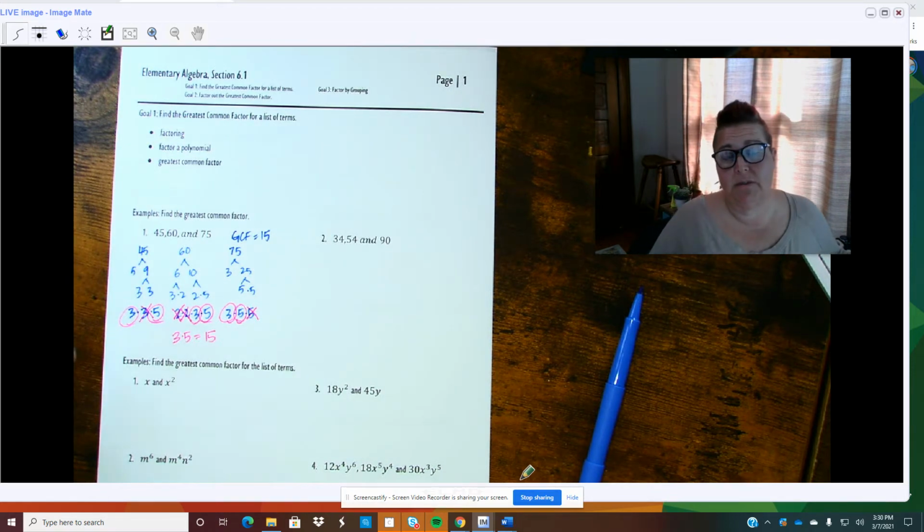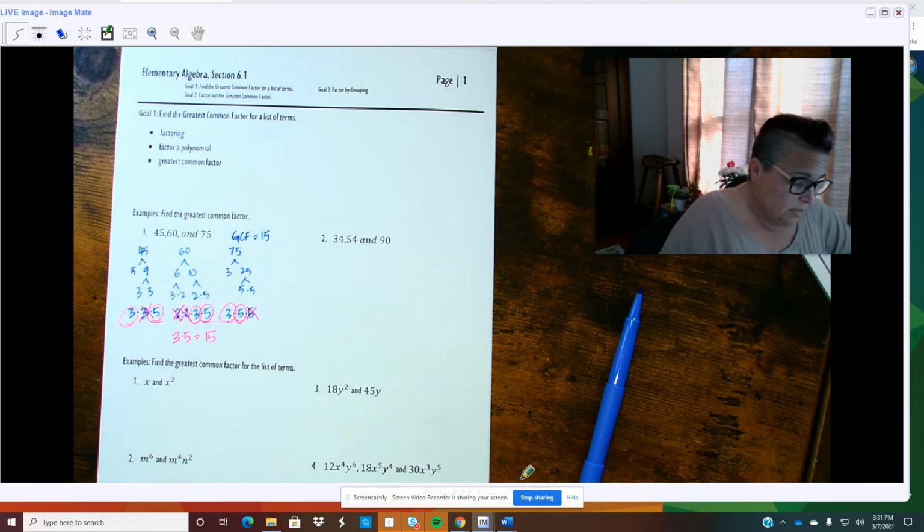This is probably the most common way for most people to find a greatest common factor for large numbers or large parts, is to simply list those factors and then find those factors that are in all of them. And once you have found all of the common ones, you multiply them together to get the greatest common factor.